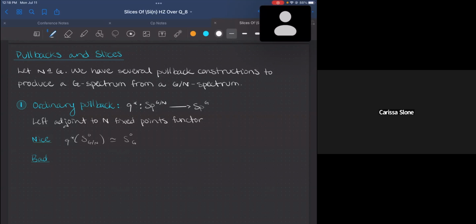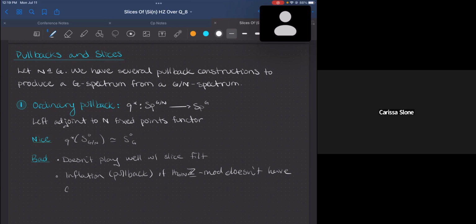However, there are some bad things. For example, it doesn't play well with the slice filtration. And the inflation or pullback, and when I say inflation or pullback in this context, they're synonymous, of some H G mod N Z module doesn't have a canonical H G Z module structure.